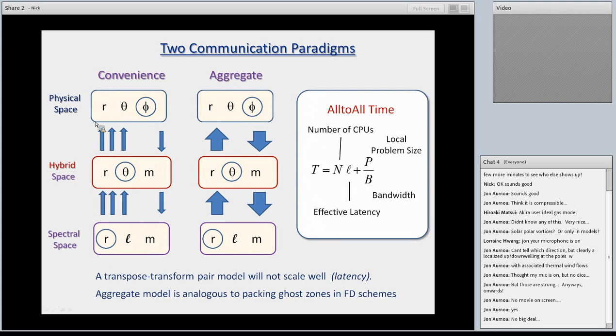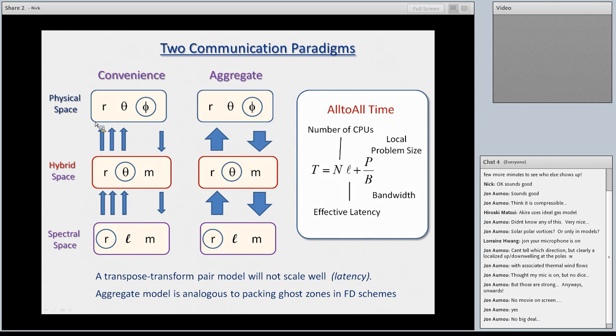If you were to do this with point-to-point sends and receives, the time it takes is your local problem size, however much of the problem you have, divided by the effective bandwidth of the network. But on top of that, you have the latency associated with each send and receive. The more CPUs you have, the more your problem size goes down, but the latency associated with that send and receive doesn't change, and so that term will go up.